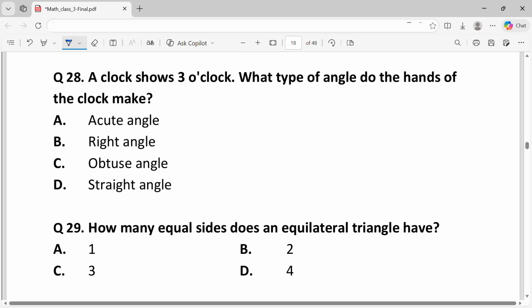Question 28. A clock shows 3 o'clock. What type of angle do the hands of the clock make? Let's draw a clock and mark 3 o'clock on it. That will be the minutes hand and the hours hand. So the angle made here is a 90-degree angle. That is option B.